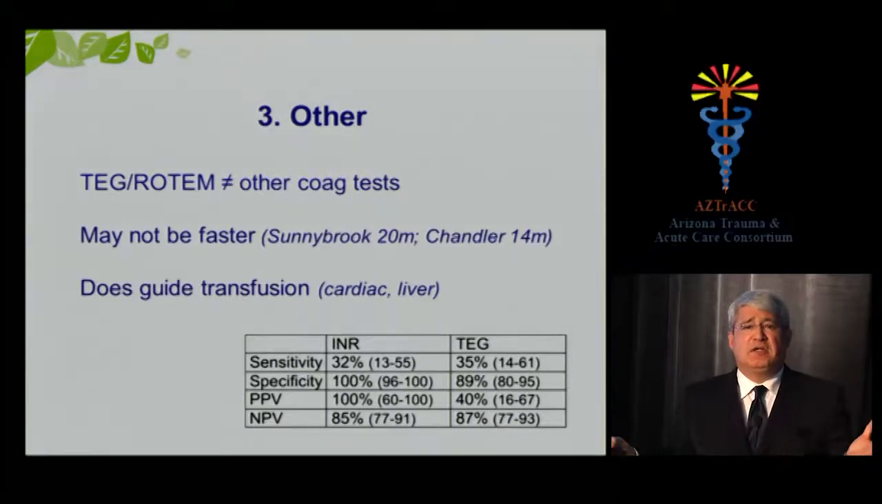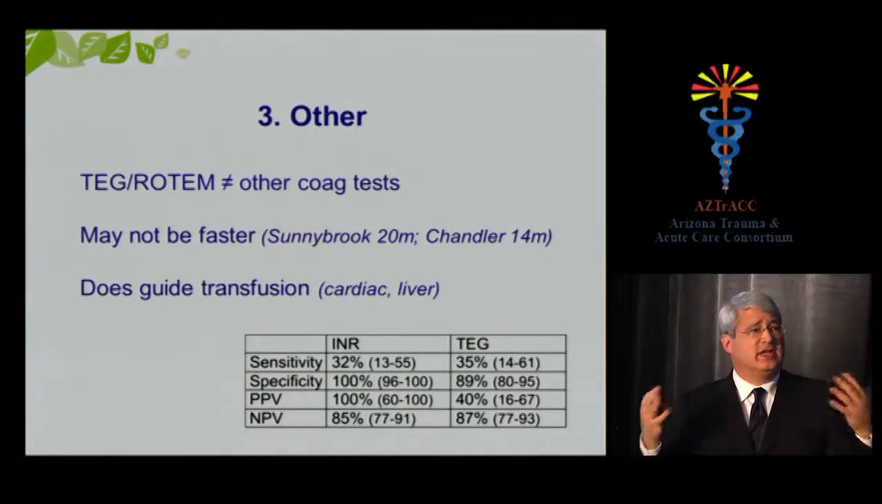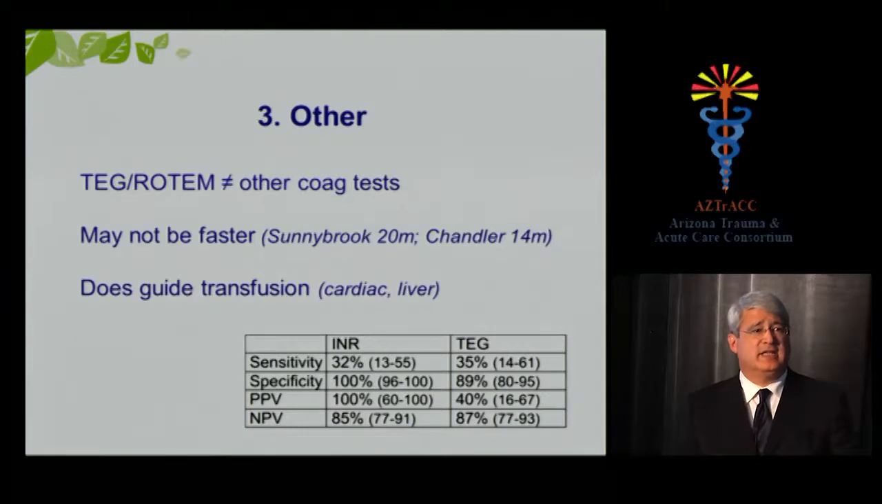Other things to know: TEG and ROTEM, they're not INR-PTT. They're totally different, so they're not a substitute for the other lab tests. They add to the other lab tests. And actually, everybody keeps saying TEG and ROTEM are faster. I don't know if they're faster. Actually, at my hospital, my lab takes priority for trauma patients. I get my INRs and PTTs in 15 to 20 minutes.